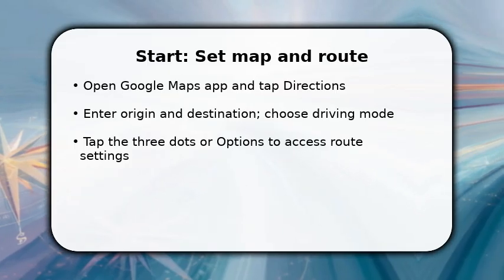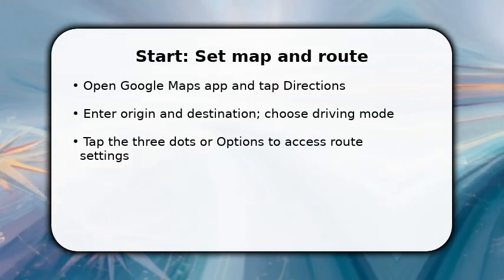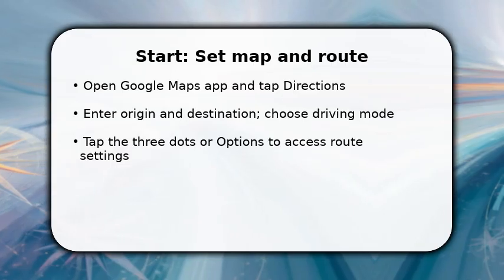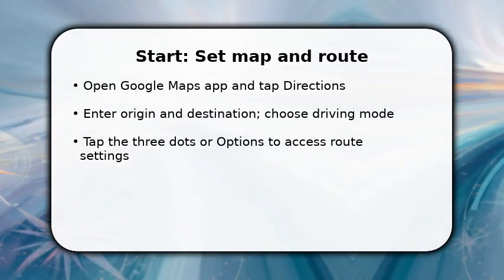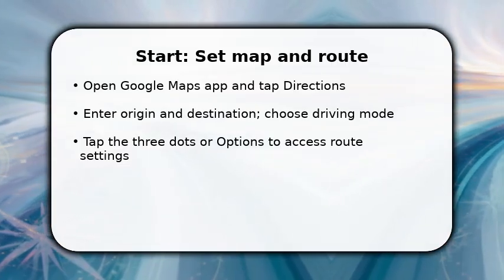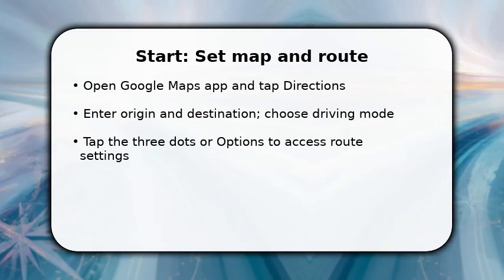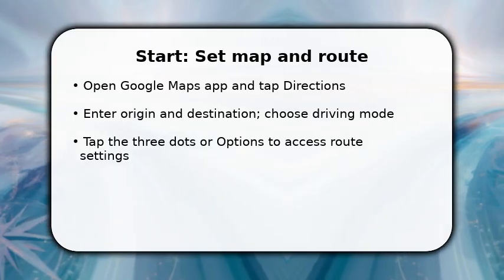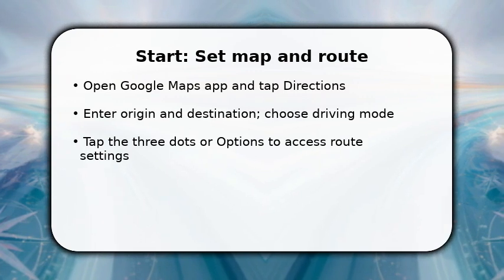Next, tap the three dots or options in the top right to reveal route preferences. You need these settings to actively avoid tolls rather than guess. Doing this first prevents wasted navigation and ensures the app recalculates a legal, toll-free path immediately.